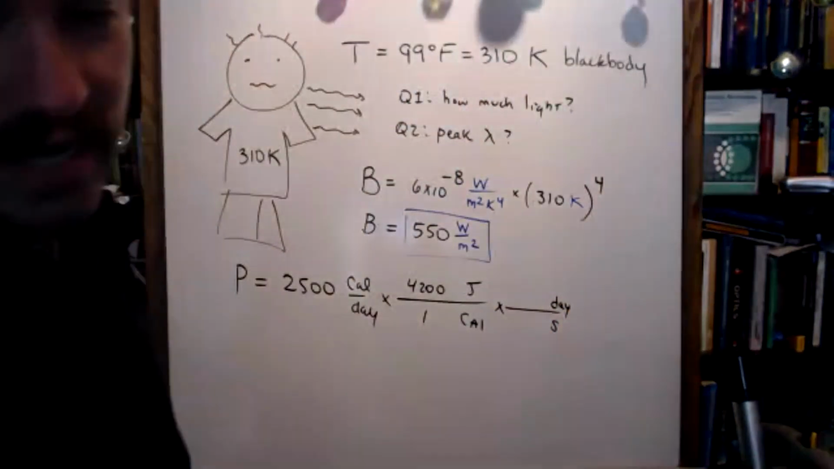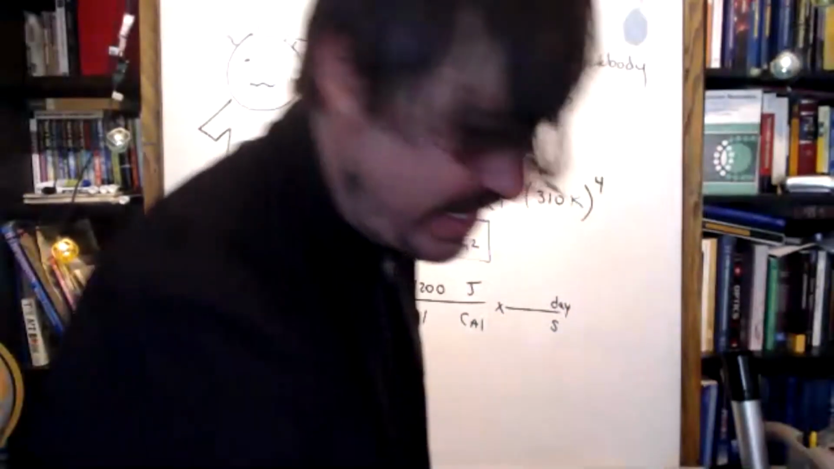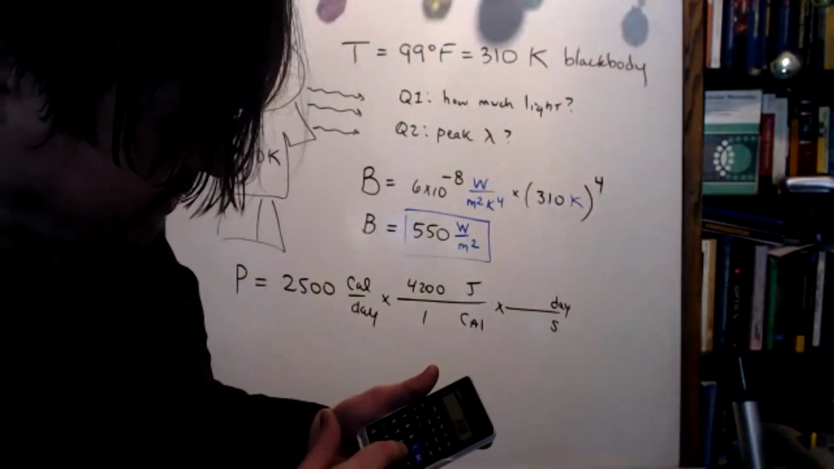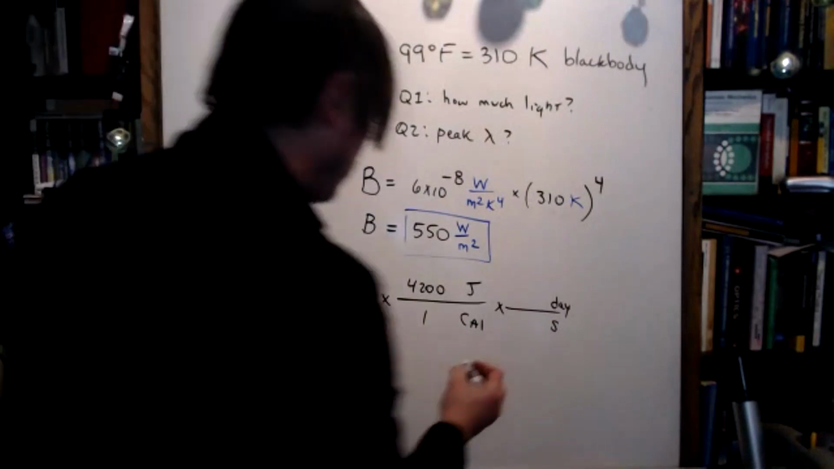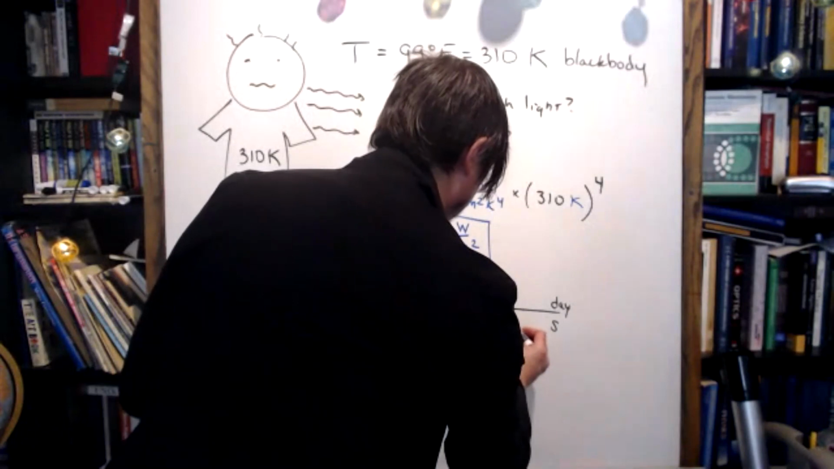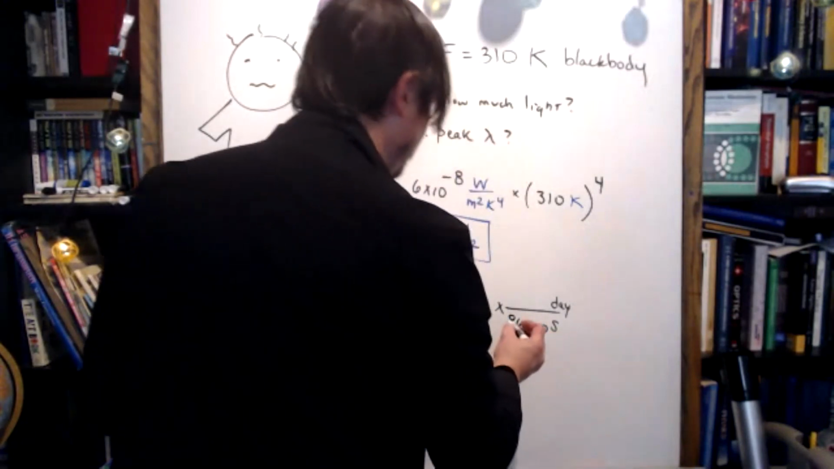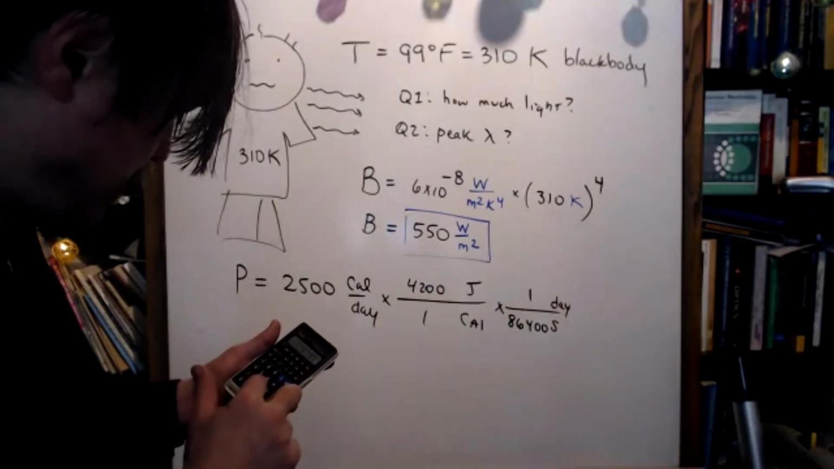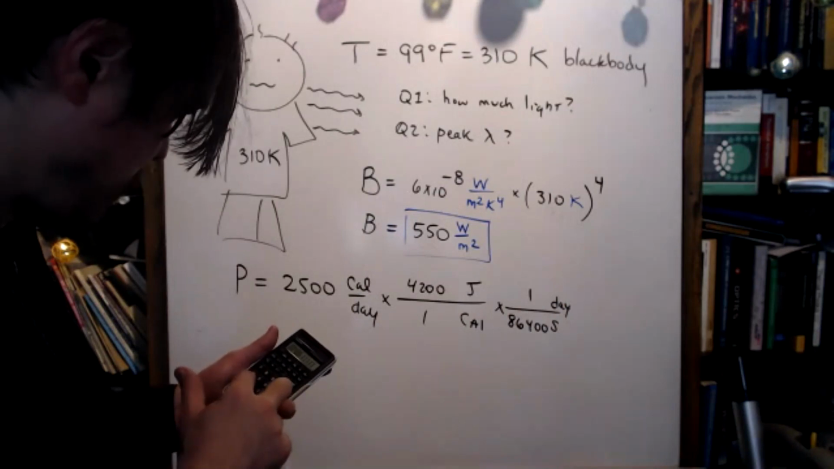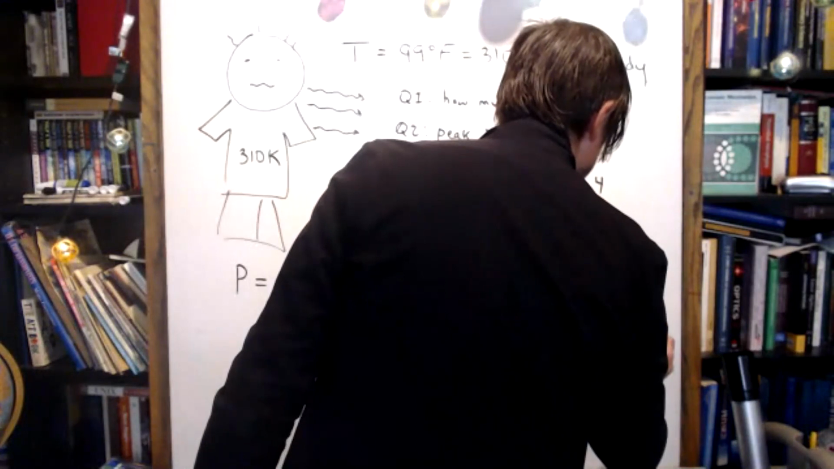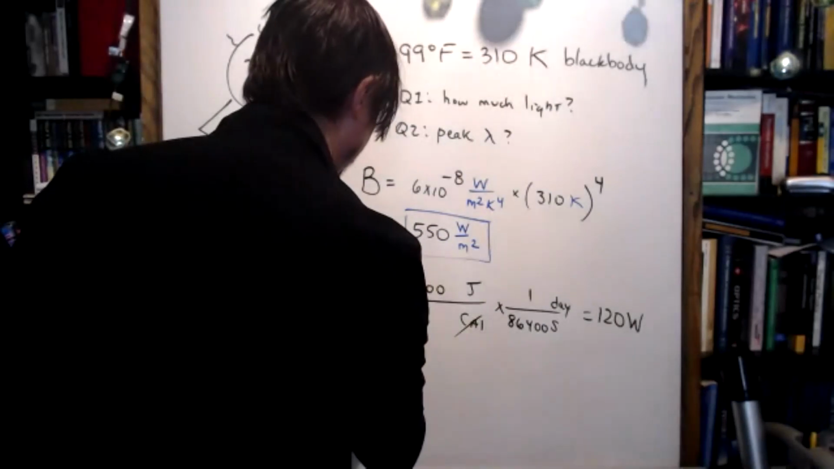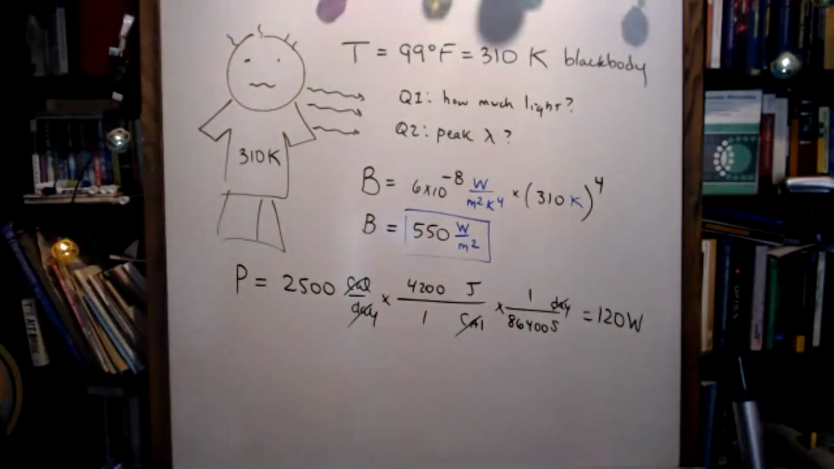Who's seen Rent and knows? There's 86,400 seconds in a day, I think. 60 squared times 24. Yeah. So there's 86,400 seconds in a day. And if you do this, you get about 120 watts or 120 joules per second. I probably did that fast. You guys are going to have to think about that later, okay?